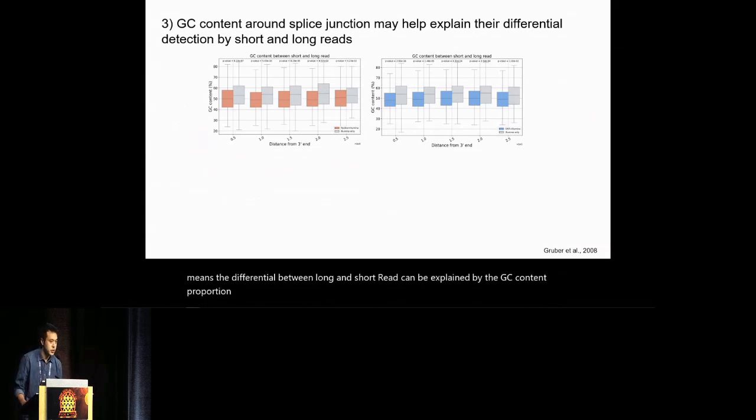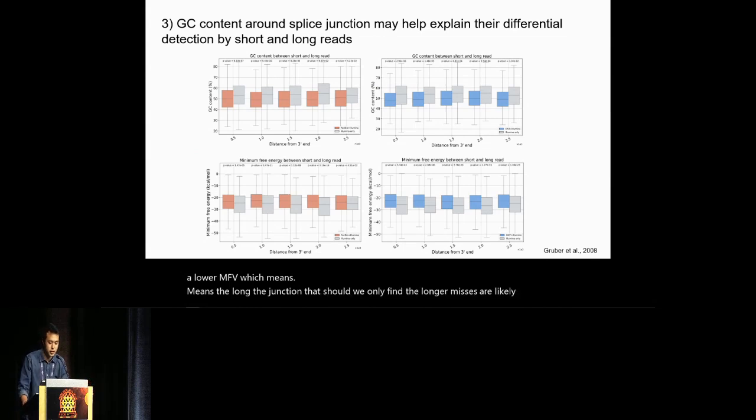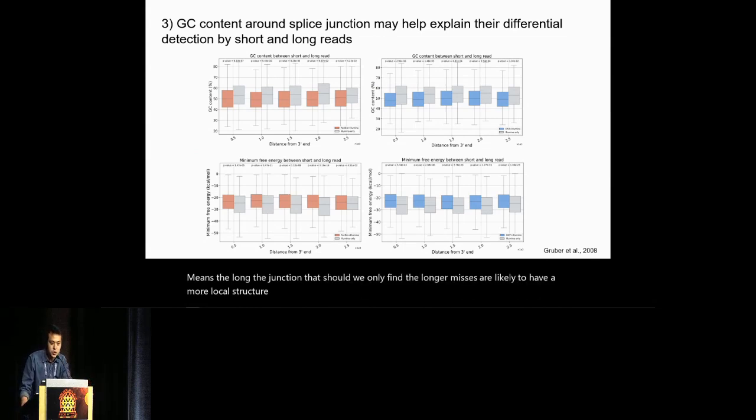So to see if GC content is actually affecting local structure, we computed the y-axis using MFE, minimum free energy, using RNAfold. You can see the gray one has a lower MFE, which means the junctions that short read only finds and long read misses are likely to have a more local structure. So local structure associated with higher GC content and low MFE may be a contributing factor that can explain the difference between short and long read.